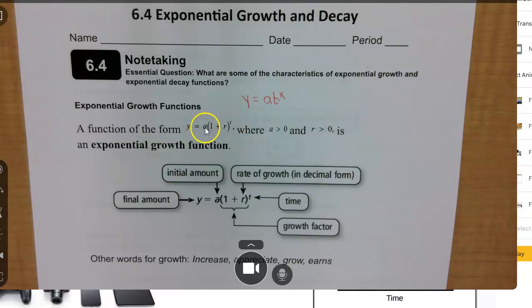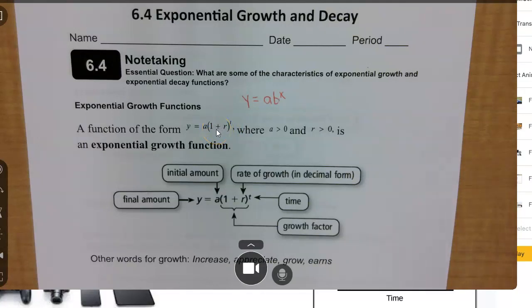Well, first of all, your a, and you see it down here, that's your initial amount. It could be the amount that you invested with. It could be the amount you bought a house for. It's the amount that you started with. The r here is what's called your rate. It's either going to be your growth rate or your decay rate. If this is an addition sign, we know that it's going to be growth.